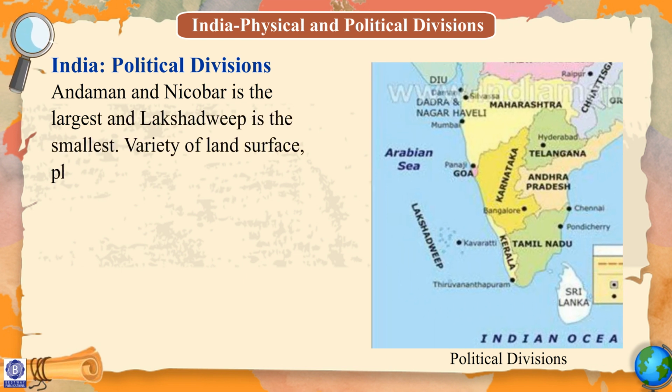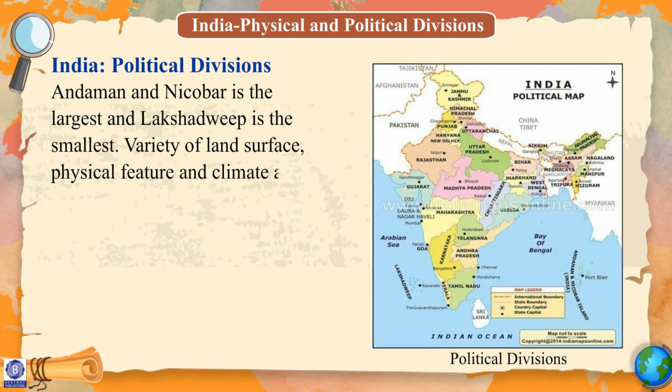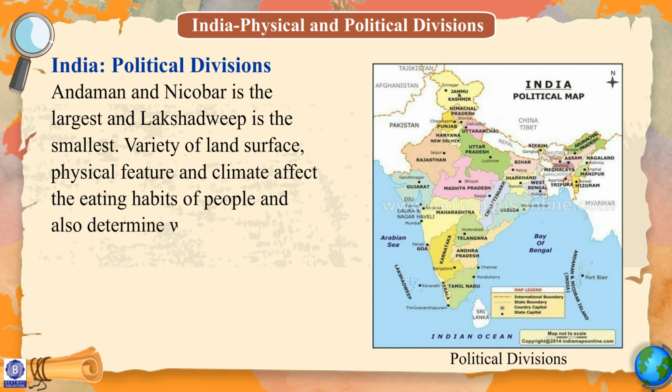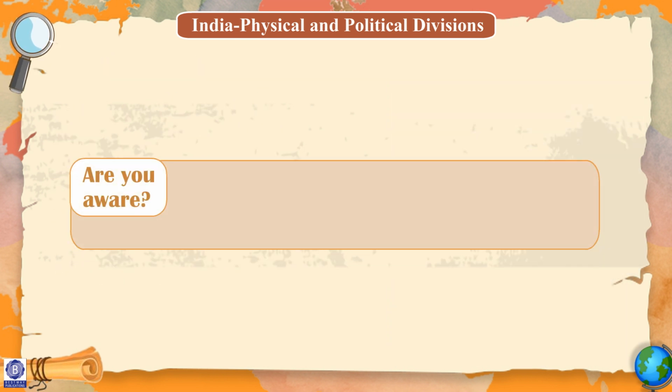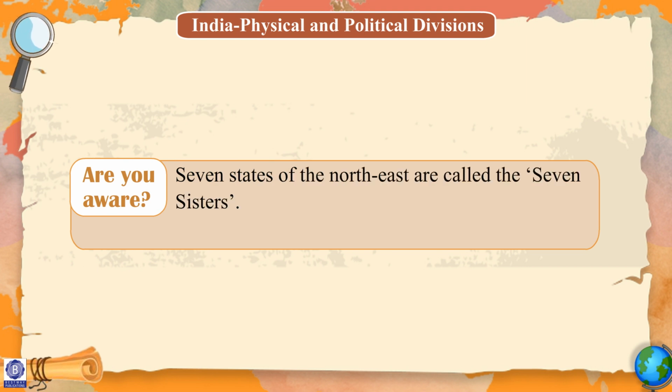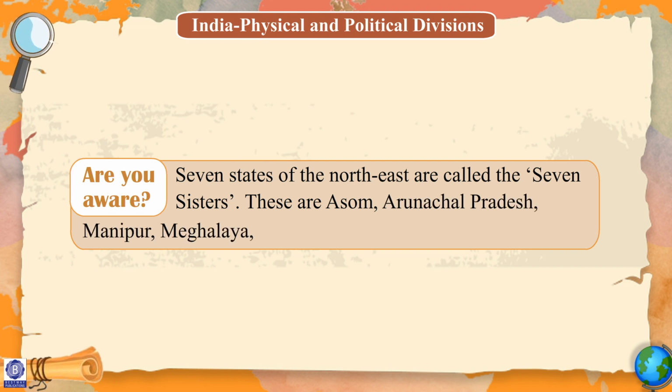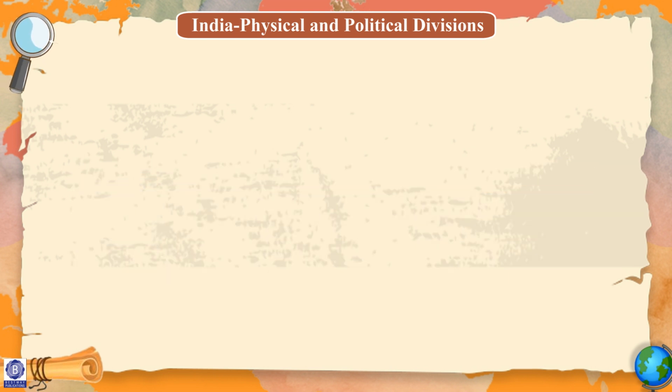Variety of land surface, physical features and climate affect the eating habits of people and also determine where they choose to live and work. Are you aware? The 7 states of the Northeast are called the Seven Sisters. These are Assam, Arunachal Pradesh, Manipur, Meghalaya, Mizoram, Nagaland, and Tripura.